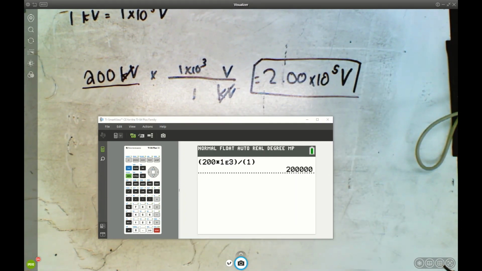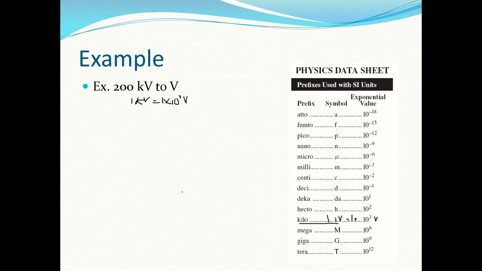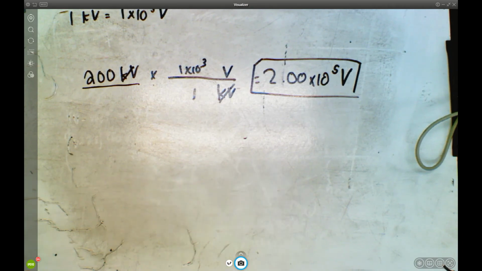Okay, let's try another one. So this one here, first thing is conversion factor. So micrometers into meters. So 1 micrometer is equal to 1 times 10 to the negative 6 meters. Cool. Let's write that out to start.